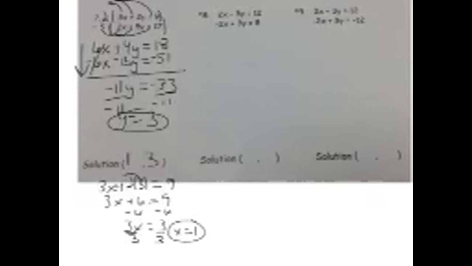Okay. Number 8 and 9 have asterisks beside them for a reason. Those are the special cases like we talked about the other day. One of them is going to be a situation where there are no solutions, and one of them is going to be a situation where it's infinite solutions. And so we'll see which one happens.